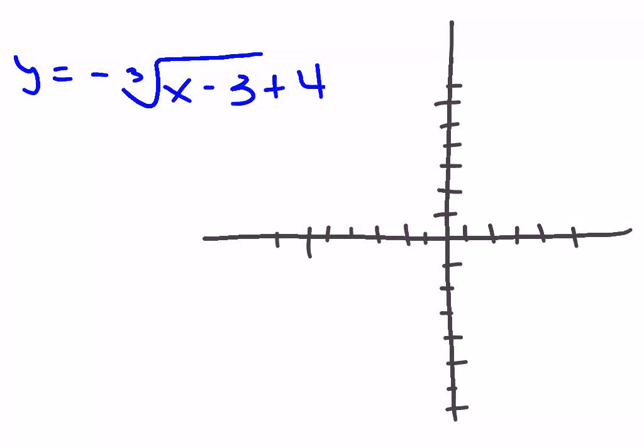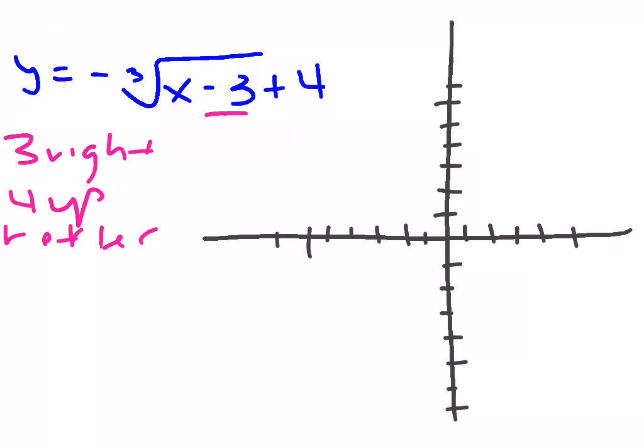Okay guys, I'm going to go ahead and graph this function y equals negative cube root of x minus 3 plus 4. We know what the parent function is. We are just transforming that parent function. The parent function has an inflection point at (0, 0), but this tells us that we're going 3 right and 4 up, and we have a reflection. So this is our 4 up, that was our 3 right, and this is our reflection.